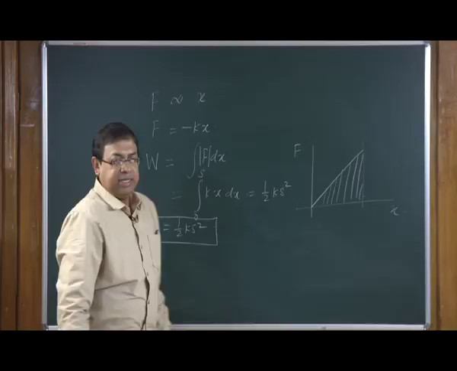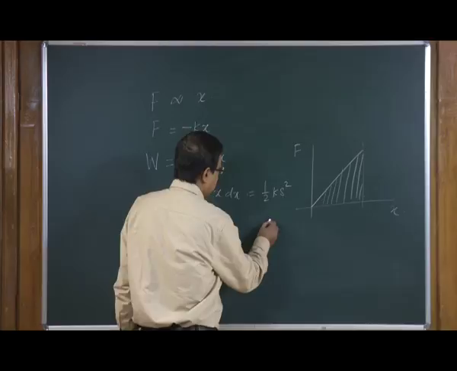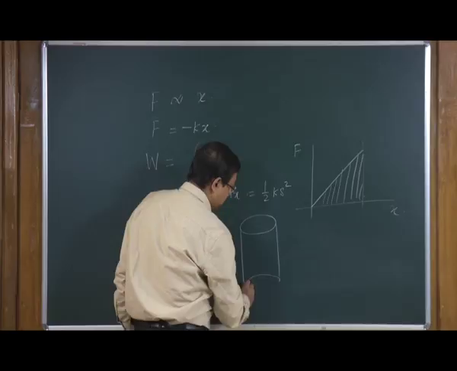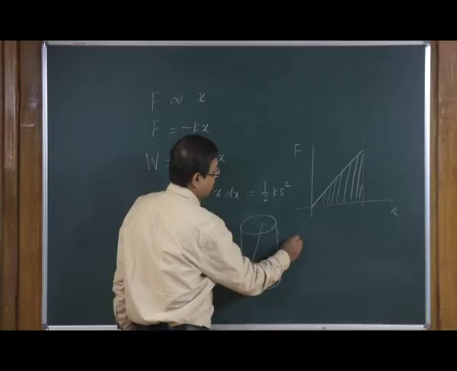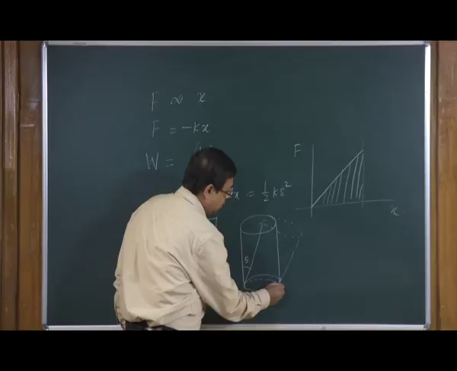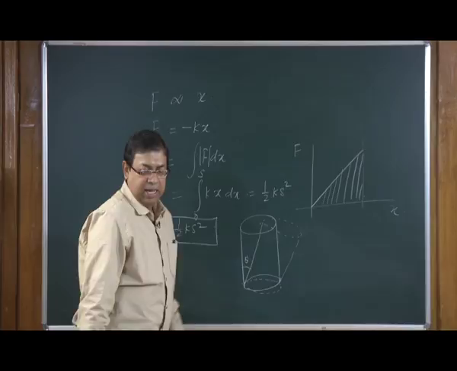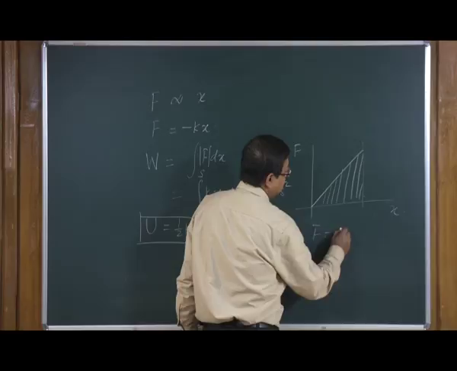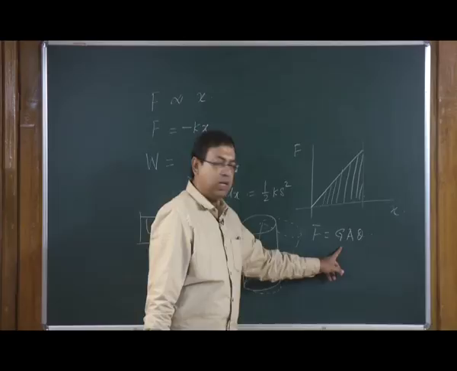Similarly, if you are talking about a shearing force, suppose an upright cylinder is given a shear and there is a deformation, an angular deformation that is caused to be say theta, then the force is equal to G A theta, where G is the shear modulus, as we have discussed earlier, A is the area of cross section and theta is the angle of shear.